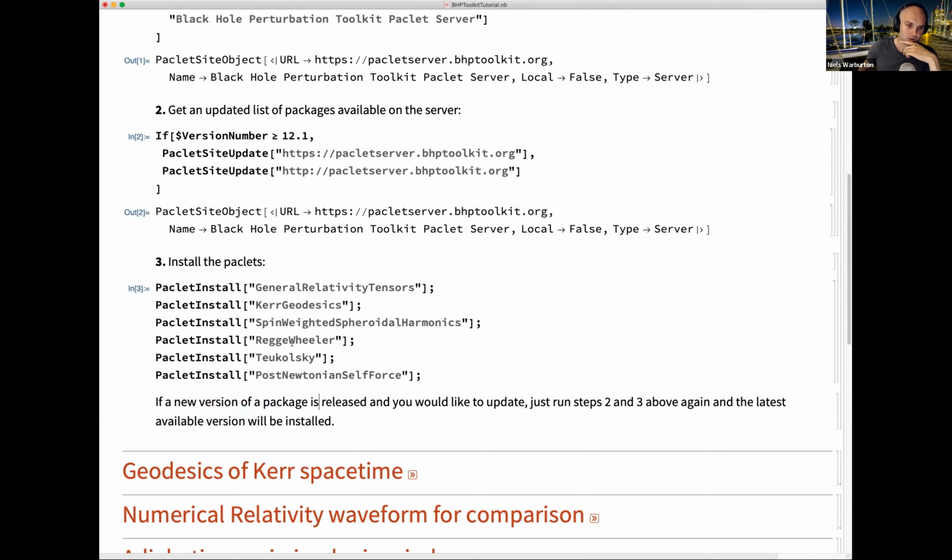Now, importantly, you don't need to run part one again, but if you want to update at some point, you just run 2 and 3, and that will update the packages as new versions are released.